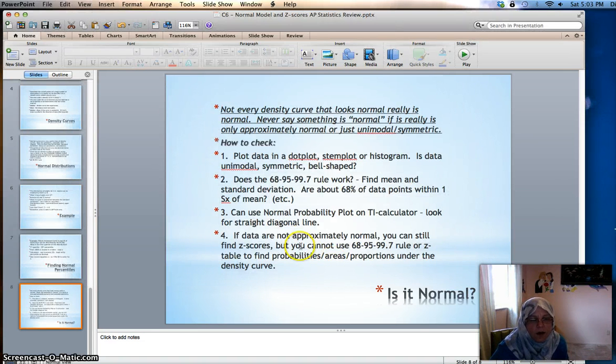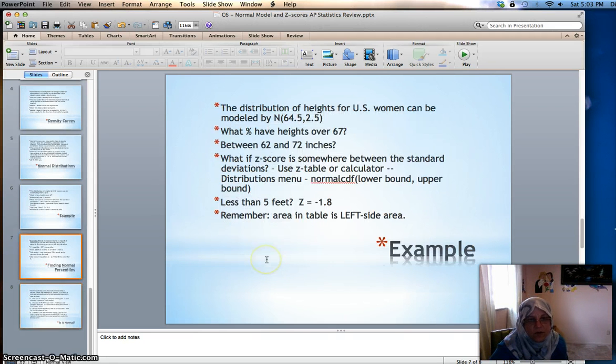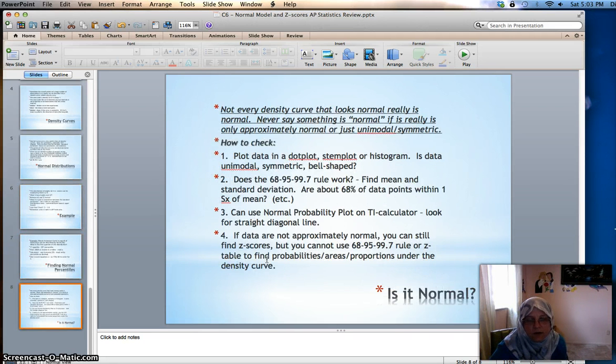Okay. Now, if data are not approximately normal, you can still find z-scores and still talk about whether one number is more extraordinary than another number. But you can't use the 68, 95, 99.7 rule or the z-table or normal CDF or any of those things to find probabilities, areas, or proportions under the density curve. You can only do that if you know that using a normal model is appropriate. All right, so that's our fast and quick review of Chapter 6, Normal Model Density Curve Z-Scores.